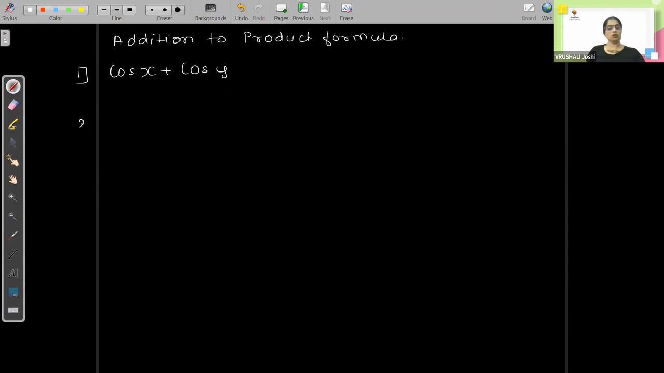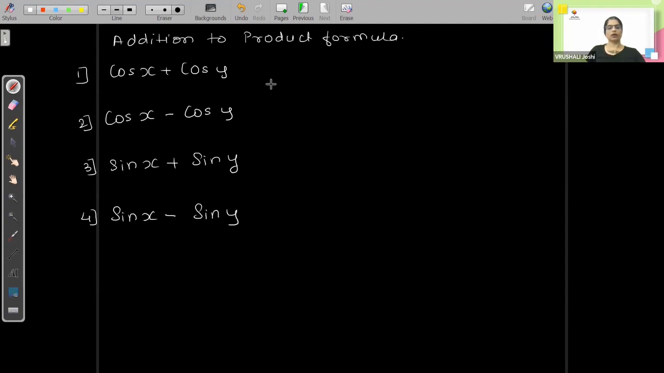First cos x plus cos y, then we will take cos x minus cos y. Then let's take sin x plus sin y. And fourth one, we will take sin x minus sin y, correct. There is definitely a pattern if you want to remember this. So initially, everybody will have a 2. All the answers will begin with 2, correct.